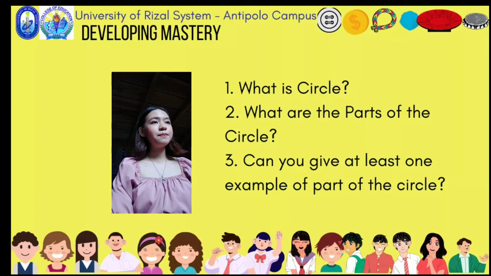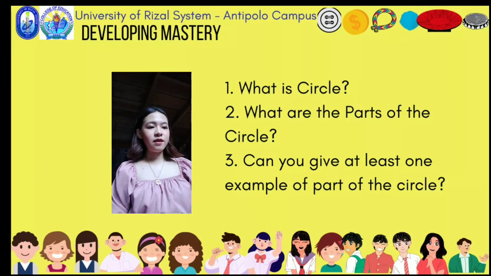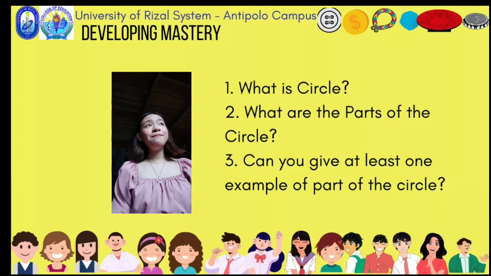Anyone? Kahit hindi po kumpleto, pwede nyo po sagutin ito. Just kahit isa lang po. Okay. Radius, diameter, tangent, secant, point of tangency. Ano pa? Center. Chord. Thank you so much. That is the correct answer. And can you give me at least one example of a part of a circle? Okay, correct. So, center is the center, obviously, of the circle. If you have a point A, you call it center.